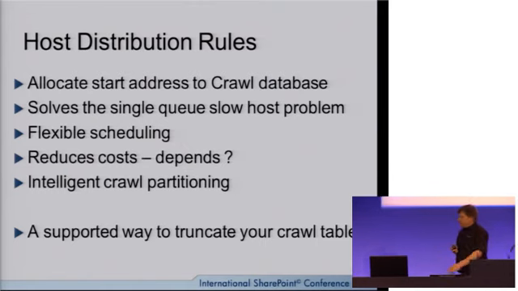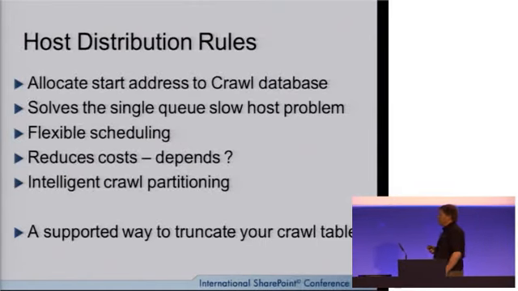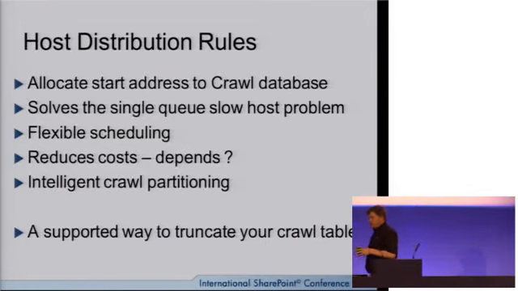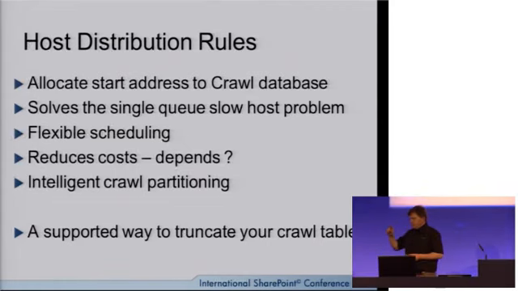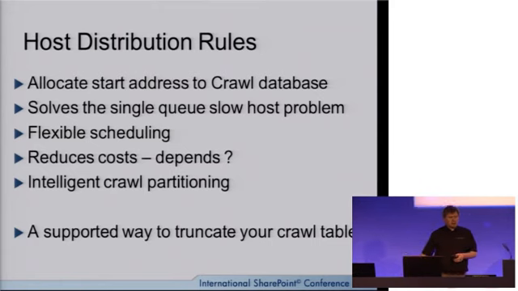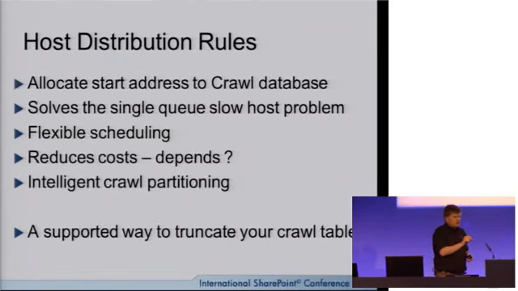And then the other thing, with the last demo I'm going to look at in a minute, is something called host distribution rules, where basically we can allocate start addresses to particular crawl databases. This also then does a refactoring process. So I can say, okay, intranet.isclondon.local, and assign it to a specific crawl DB.